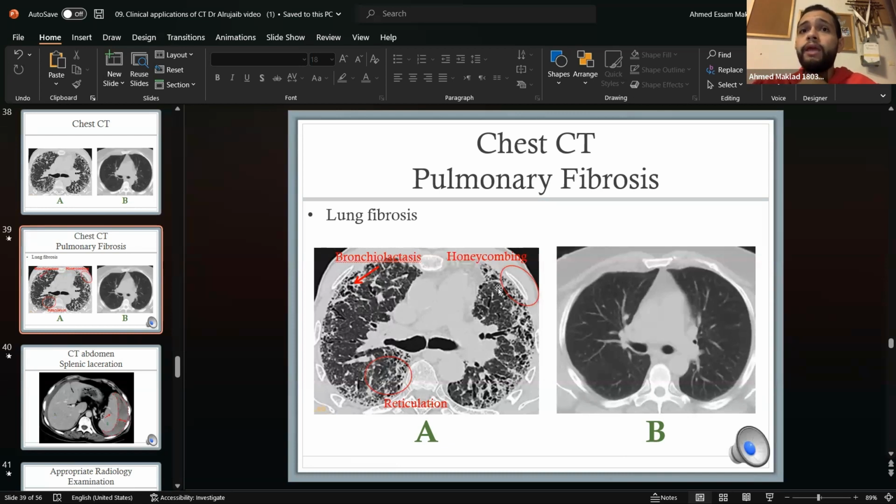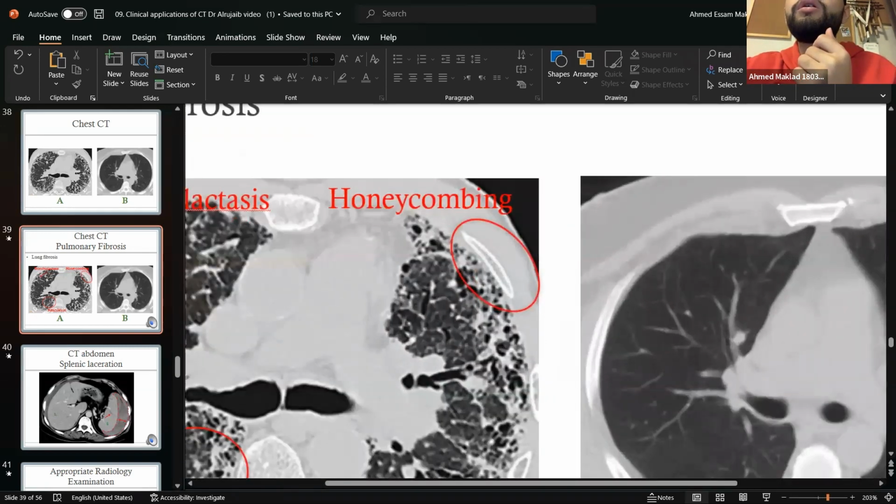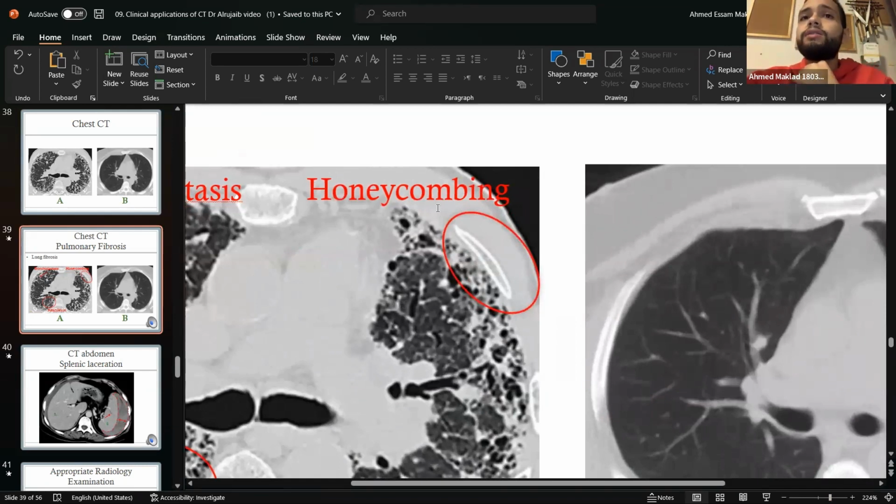That's bronchiectasis. What is honeycombing? Honeycombing is literally the formation of small pockets of air. All right. And you can see it right here. Can I zoom in? All right. Can you guys see this?